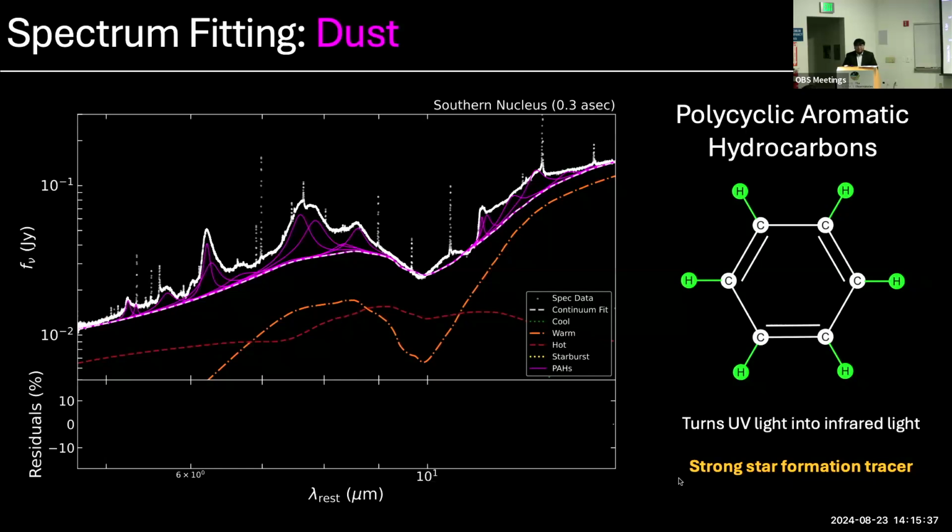The messy nature of these molecules results in a lot of these really interesting blended features within the spectrum. But the main driving point behind trying to model this molecule is that it takes in UV light that's being emitted from young stars, and it's reprocessing it into infrared light. And so that makes it a very good tracer for trying to find star formation within the mid-infrared.